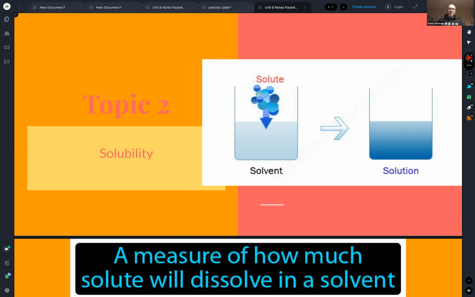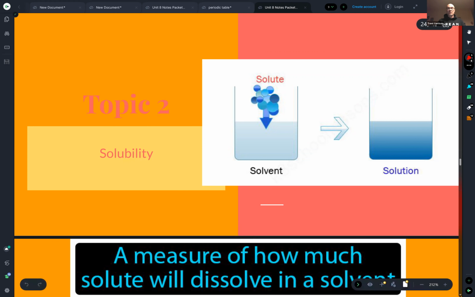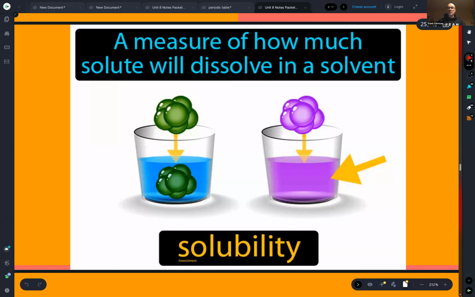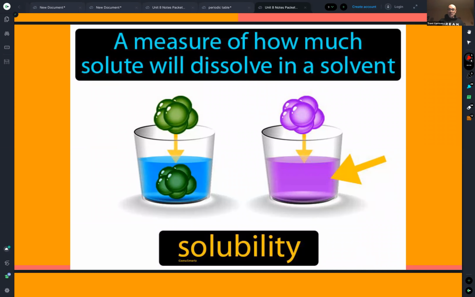All right, so we're going to call this solubility: the extent to which the solute can be dissolved into the solvent, creating the solution. So how much solute can dissolve into a solvent? Think about all along while we're doing this, why can oil and water not mix together? So let's jump into this.